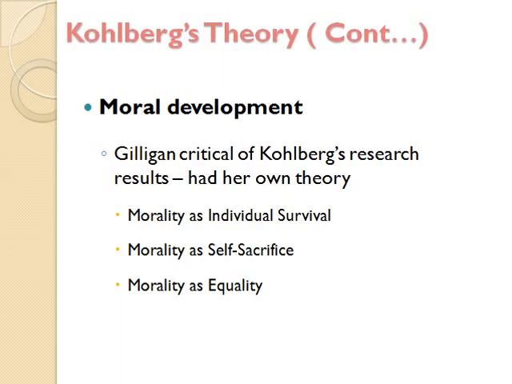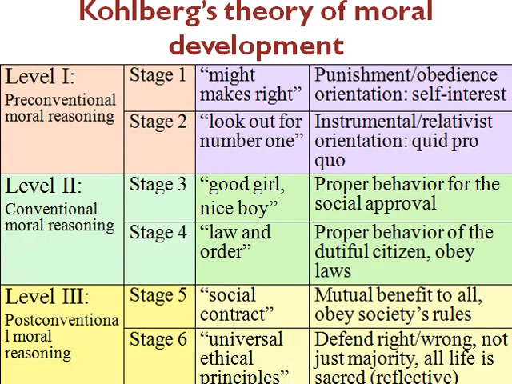Now, this slide explains the 6 stages of a human being. The first one is pre-conventional moral reasoning, which is level 1, where stage 1 thinks might makes right. Punishment, obedience orientation and self-interest all play a major role, because this is the basic foundation of a child's growth. And the second stage is look out for number 1. It is instrumental, relativist orientation and quid pro quo.